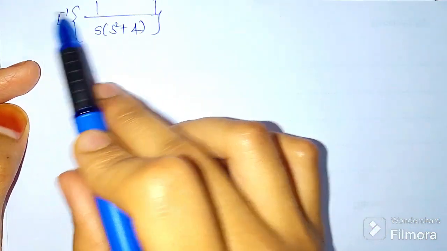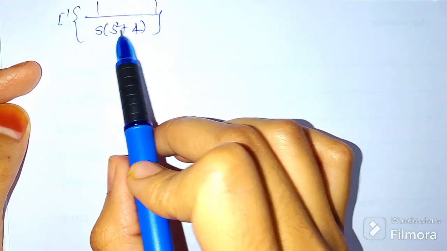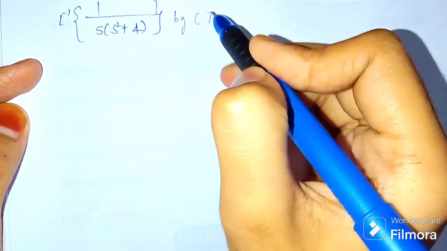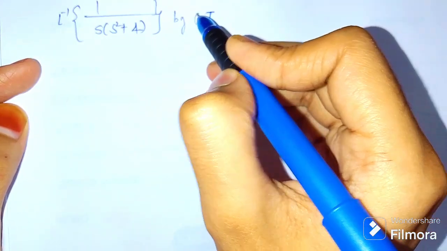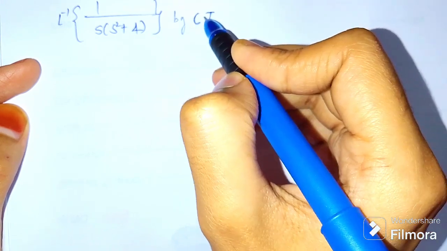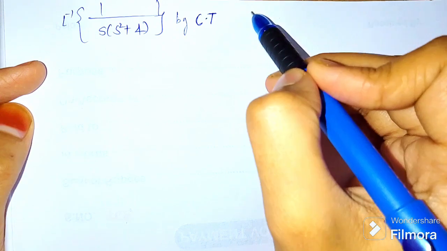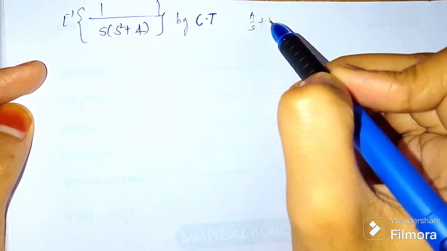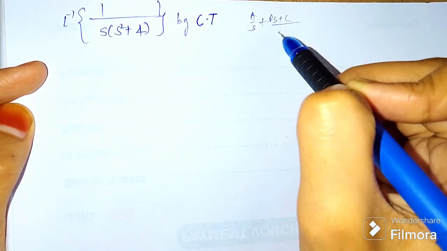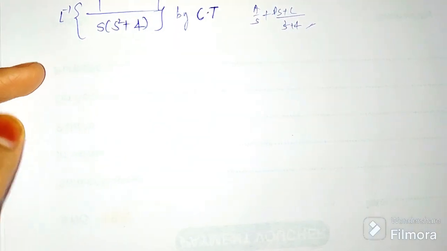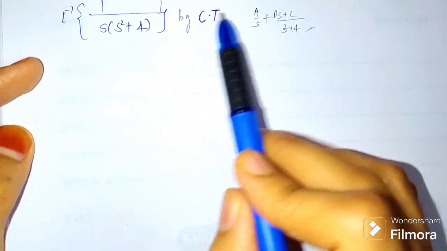Next, solve Laplace inverse of 1 by s into s square plus 4 by convolution theorem. If the question does not mention which method to use, you will prefer partial fractions, which is very easy. You will write A by s plus (Bs plus C) by s square plus 4, and easily get the fractions. But if they ask you to do it by convolution theorem, you should do it in this way only.